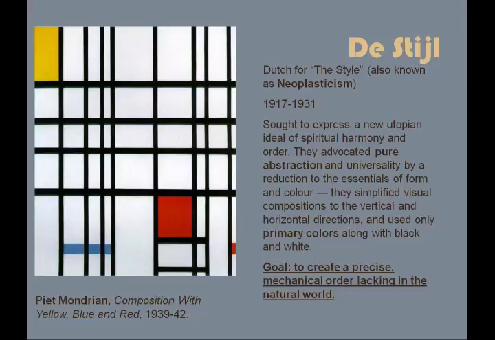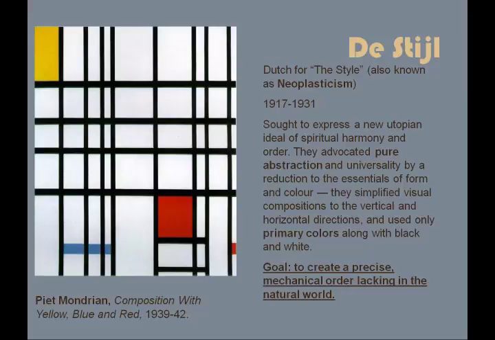He wanted to express a new utopian ideal of spiritual harmony and order. And the best way to do this, he felt, was through universal forms, pure abstraction. And so in this particular image, this is a Mondrian painting. What you would do is, instead of, say, showing a landscape or a portrait, art would be simplified to vertical and horizontal elements, lines, planes, dots, and it would be very, very carefully framed. So the goal was to create a precise mechanical order that he and others within the group felt was lacking in the natural world.